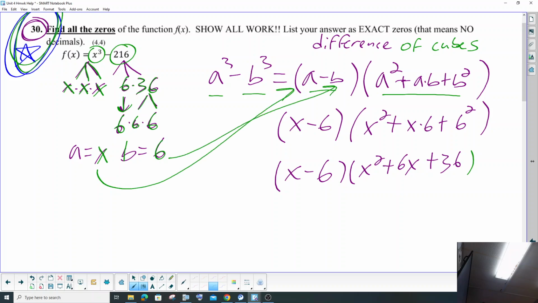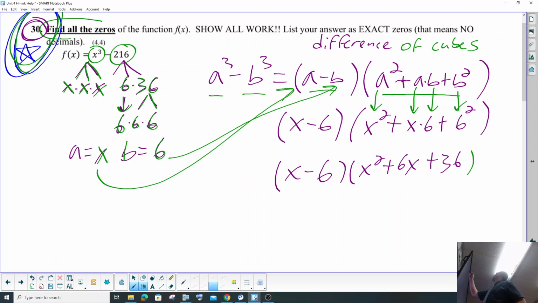So we have x minus 6. We have a squared becomes x squared plus a is x and b is 6. And then b squared is the same as 6 squared, right? So then we switch the 6 and the x to position there. So then we get x minus 6 and x squared plus 6x plus 36.